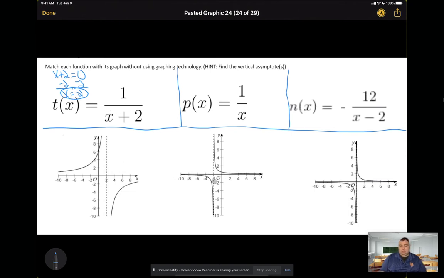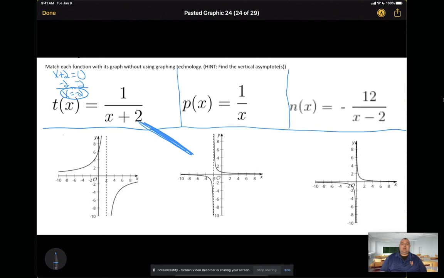Now, if I look at these three graphs here, which one of these has a vertical asymptote at x equals negative 2? And hopefully you notice it's this center graph right here. Notice if I look at the vertical line at negative 2, up here the graph gets really, really close to it, and down here it also gets really, really close to it. But it never actually crosses that dotted vertical line. That is what an asymptote is. So this first function goes with this graph right here.